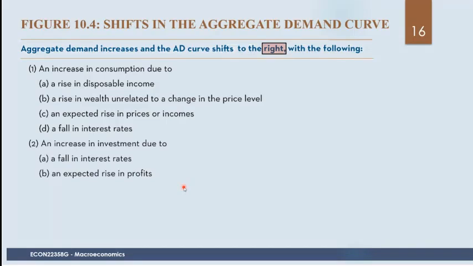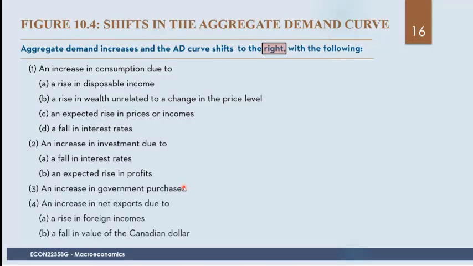It will also shift to the right if there's an increase in investment due to a fall in the interest rates or an expected rise in profits, if the government increases their spending, and if there's an increase in net exports due to a rise of foreign incomes or a depreciation of the Canadian dollar.